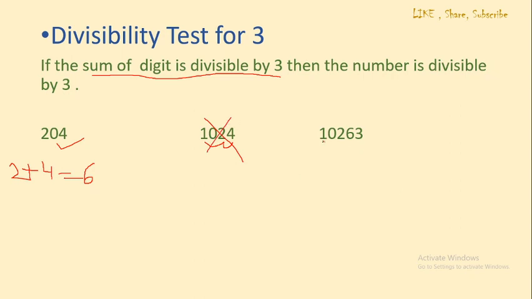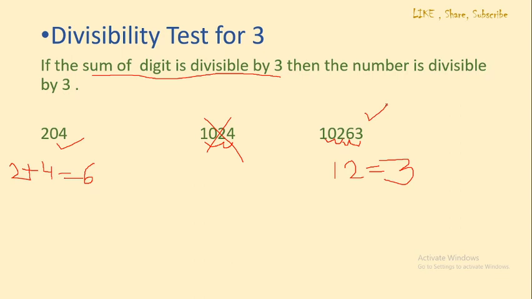Next one, we'll check for 10263. 1 plus 0 plus 2 is 3, 3 plus 6 is 9, and 9 plus 3 is 12. And if you want, you can add these 2 digits also. 1 plus 2 is 3. So is 3 divisible by 3? Yes, 3 is divisible by 3, and so the given number is divisible by 3.